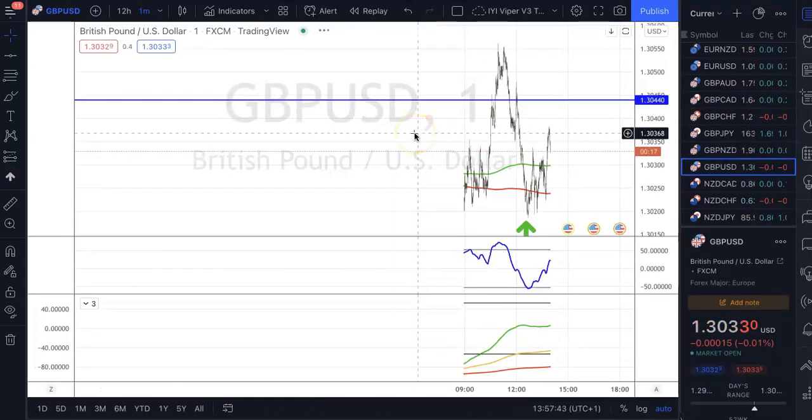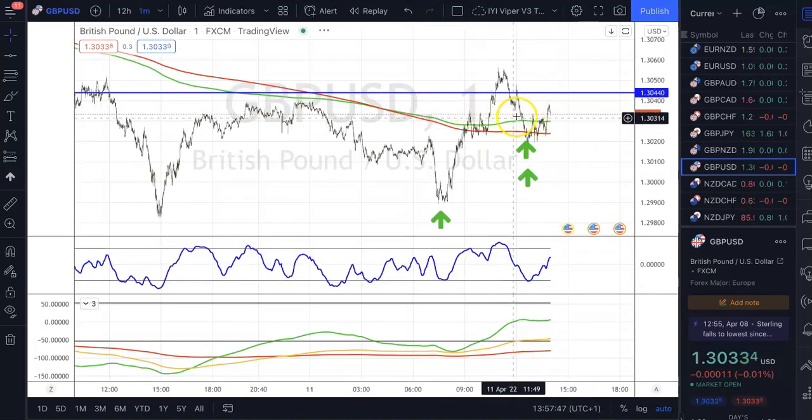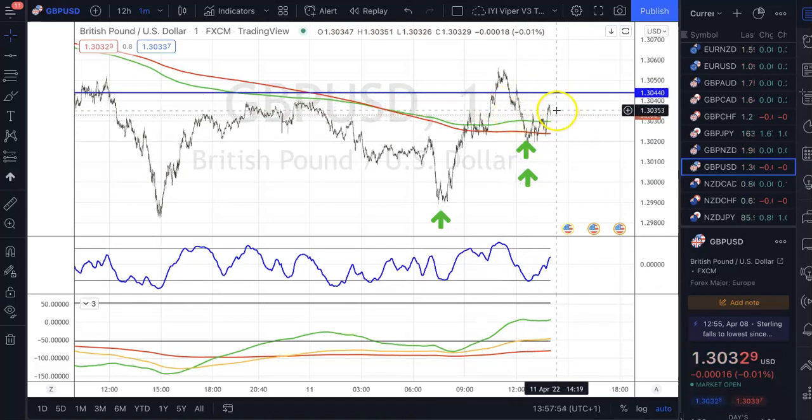And the pound dollar, yeah, I'm in profit on that one nicely, but it's coming down a bit. So I'm going to leave this one on though. It depends on the price action of it, but I'm happy.